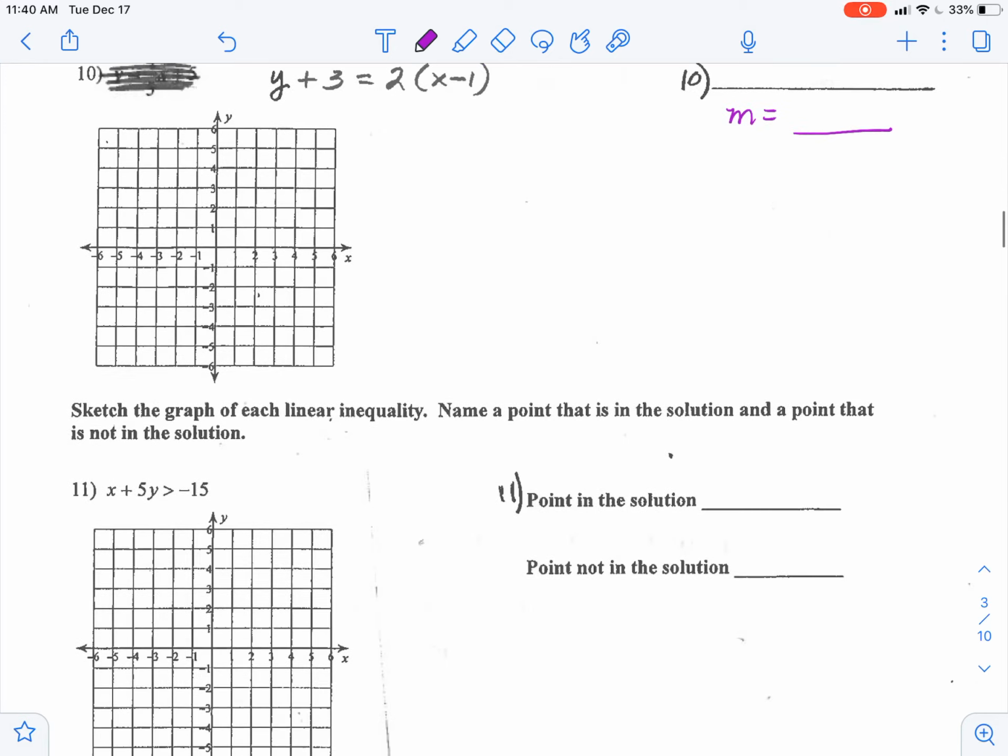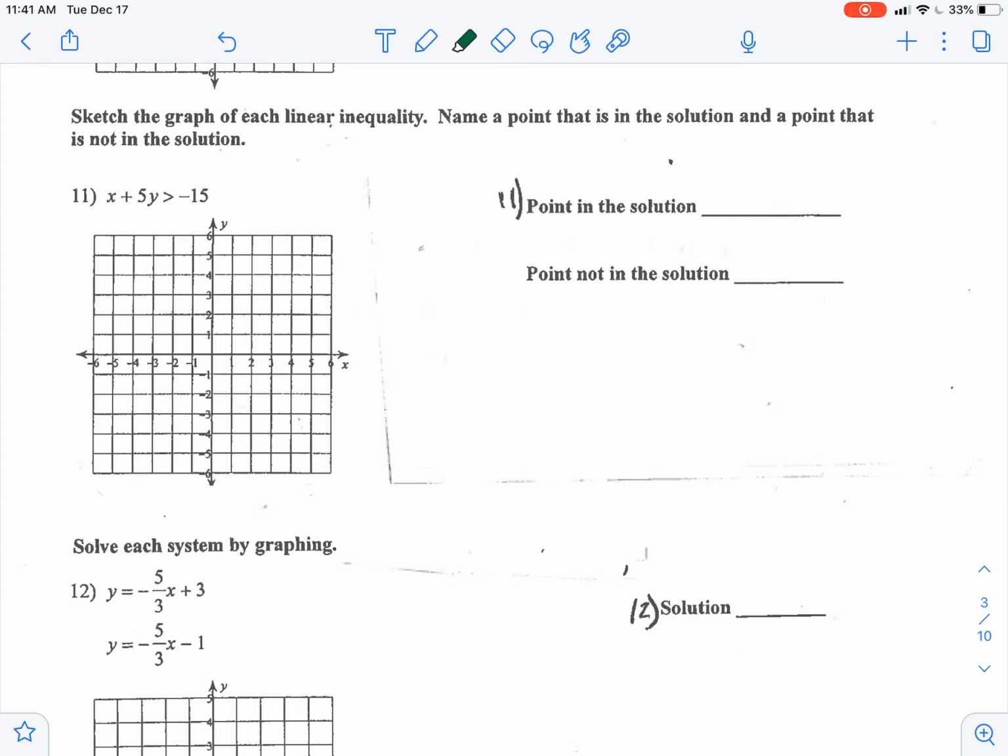Okay, your next one is you're going to be doing a linear inequality. Don't forget, with inequalities we have to decide: is it a dotted line or a solid line? And then we have to determine where we're going to shade.